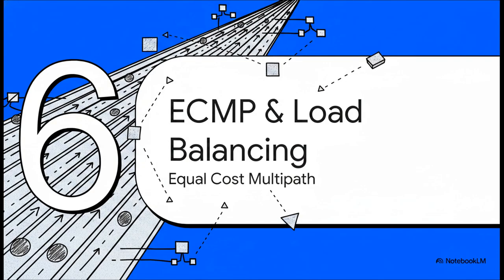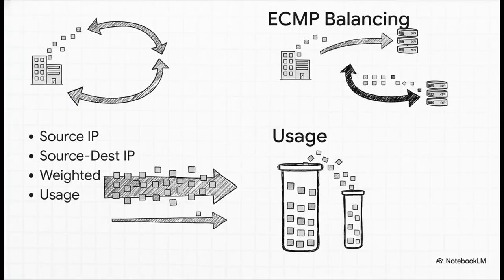Finally, let's jump into Section 6, ECMP and load balancing. Let's explore the multi-lane highway. What happens when routes are perfectly equal and we actually want to use all of them simultaneously? Well, when multiple routes to the same destination share the exact same type, distance, metric, and priority, they become equal-cost multipath, or ECMP routes.